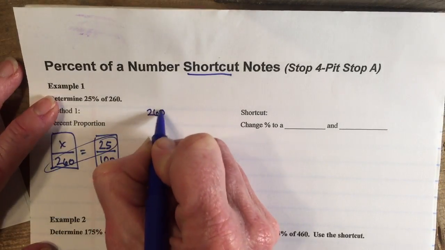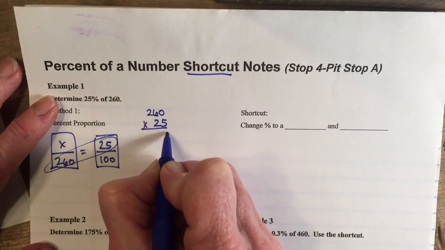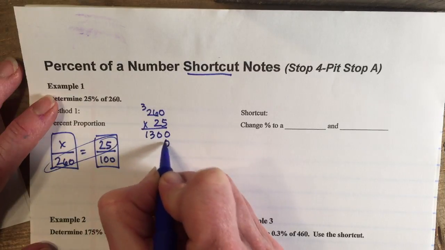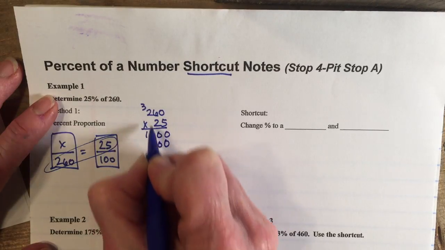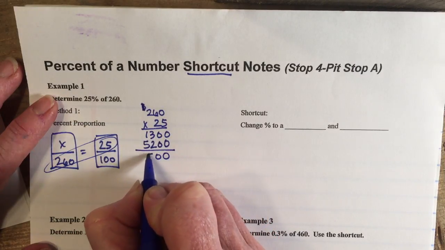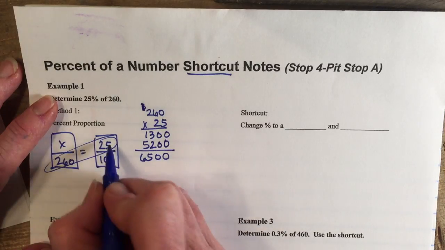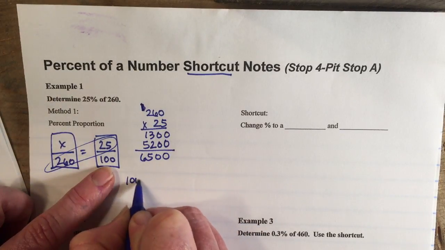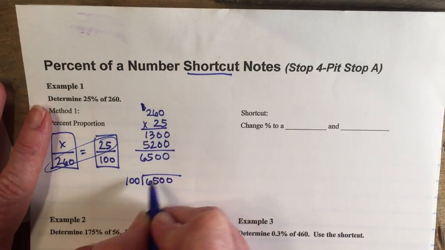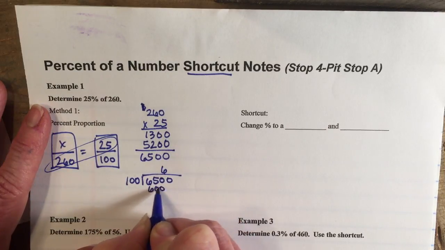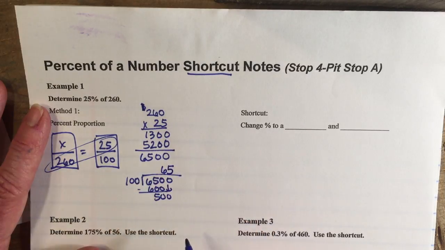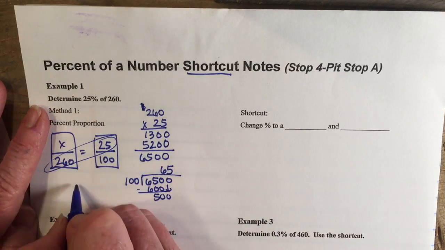So what I've said to do before is to multiply diagonally. So 260 times 25. 5 times 0, 5 times 6 is 30. 5 times 2 is 10 plus 3 is 13. Start with a 0. 2 times 0, 2 times 6 is 12. 2 times 2 is 4 plus 1 is 5. When I add these up, I get 6,500. But then I still need to divide by 100. So if I divide 100 into 6,500, it's going to go into 65 65 times. When I subtract, I get 0. So 25% of 260 is 65.